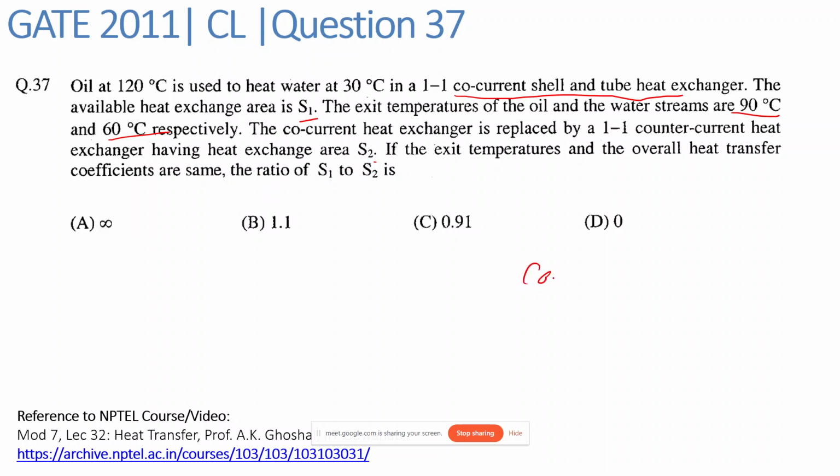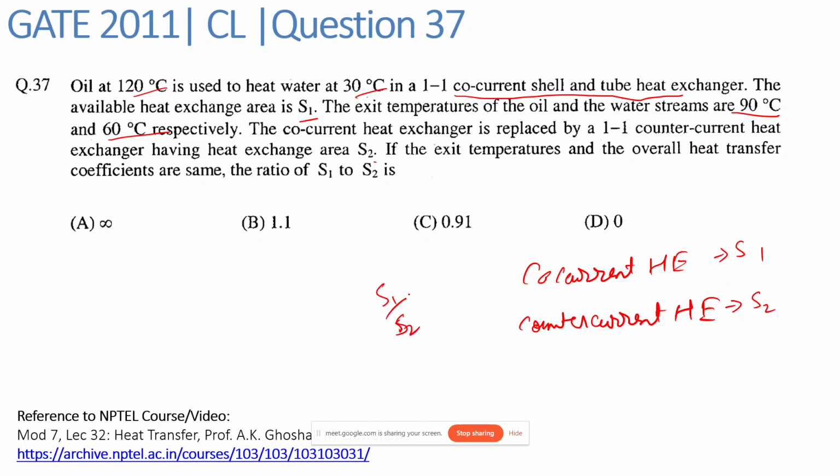So here we have been given this co-current HE and countercurrent HE, for which we have been given the exit temperatures as well as the inlet conditions. These temperatures remain the same across both of these cases, and we have to find the ratio of their surface area. So if the heat exchange area of the co-current HE is S1 and that of the countercurrent HE is S2, then we have to find the ratio of S1 upon S2. So let's look at the video solution.